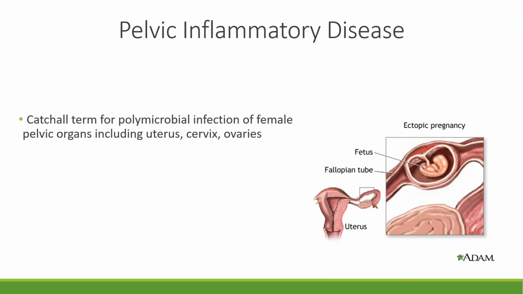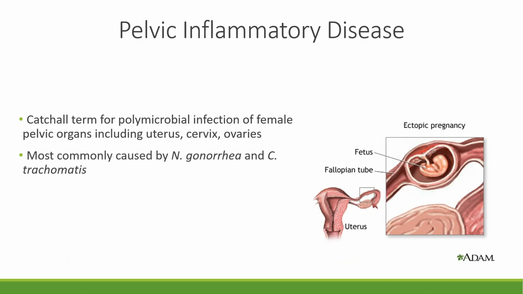Pelvic inflammatory disease, or PID, is a broad term for infections of the female reproductive organs, including the uterus, cervix, and ovaries. The most common causes are Neisseria gonorrhoeae and Chlamydia trachomatis, the same bacteria responsible for gonorrhea and chlamydia. If these infections go untreated, they can move upward into the reproductive tract, leading to PID.